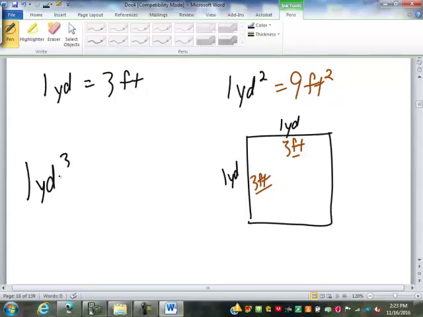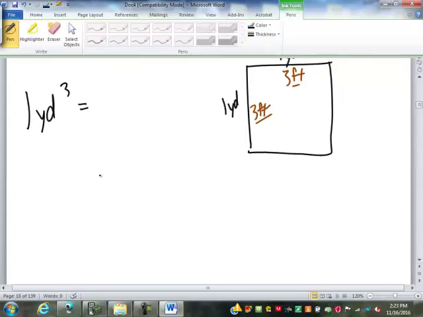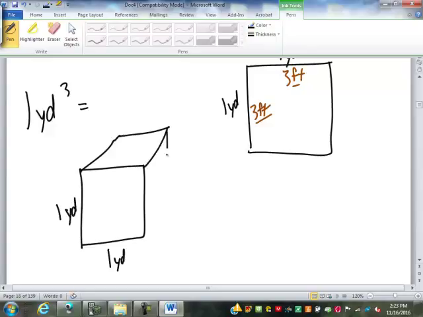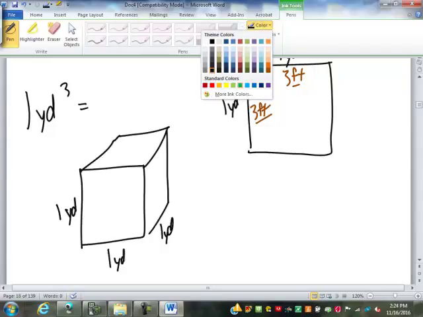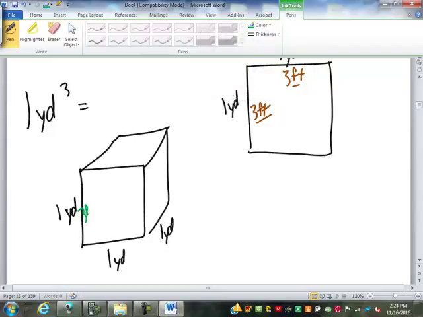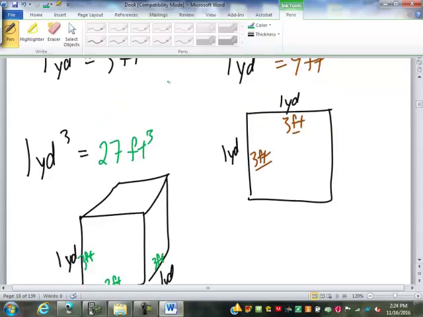If I have 1 cubic yard, that is defined to be 1 yard by 1 yard by 1 yard. Or again, 3 feet by 3 feet by 3 feet. 3 times 3 times 3 is 27 feet cubed, or cubic feet.